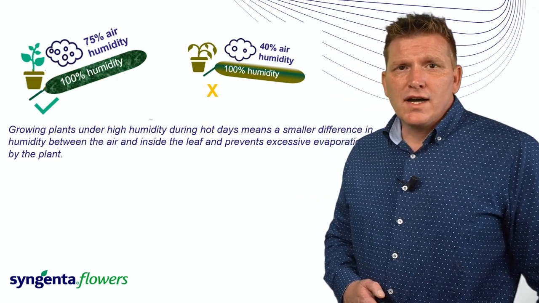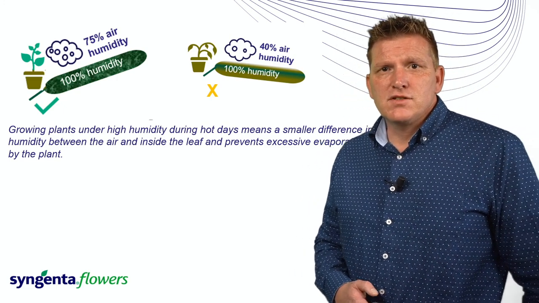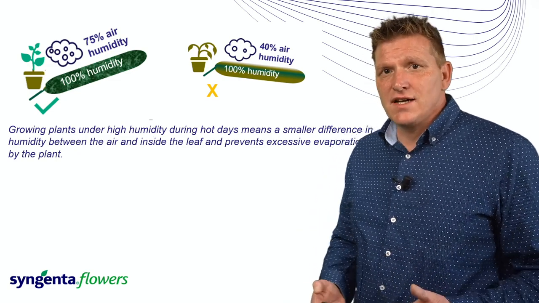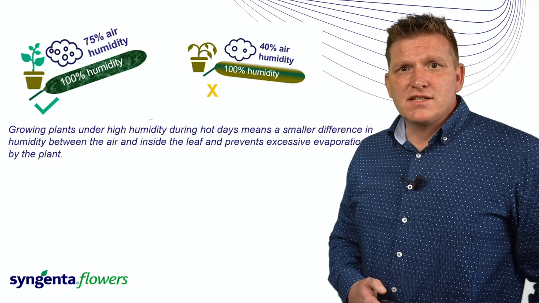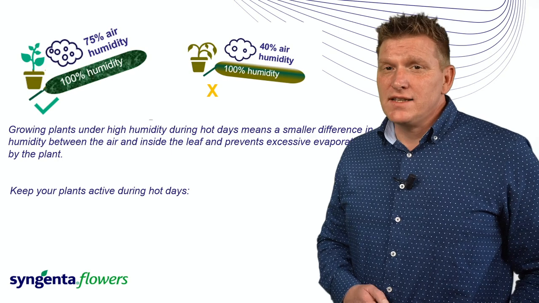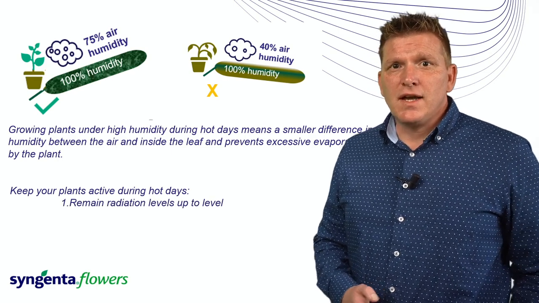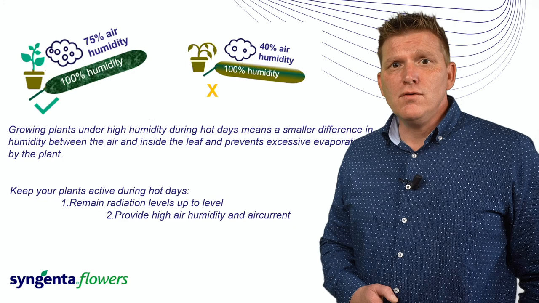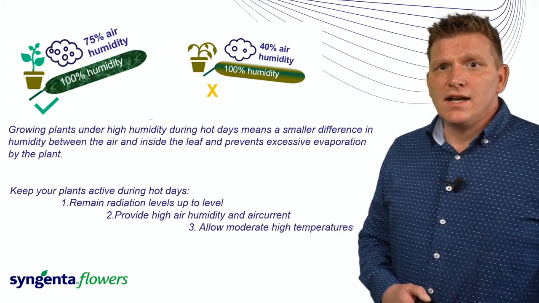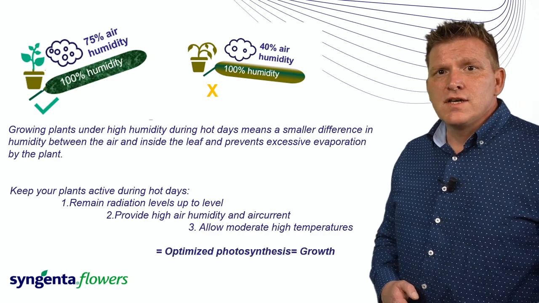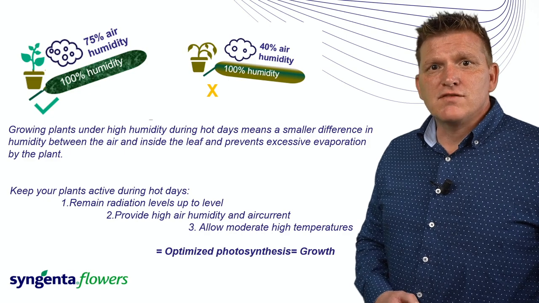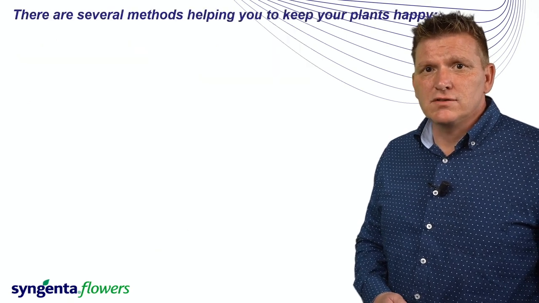So, growing plants under high humidity during hot days means a smaller difference between the air outside the leaf and inside the leaf. And that prevents excessive evaporation by the plant. So, keep your plants active during the day. Keep radiation levels up, provide high air humidity and air current, and allow moderately high temperatures. All that helps you with optimized photosynthesis, and that means growth.